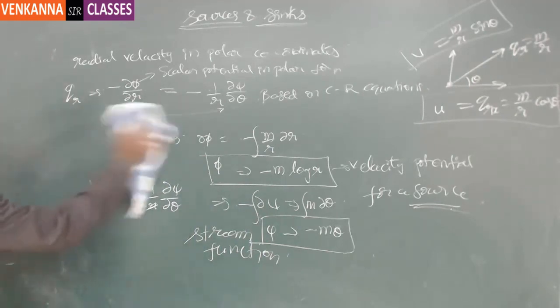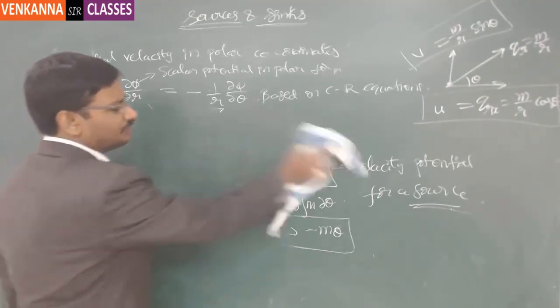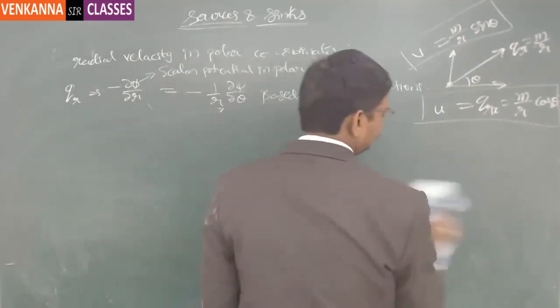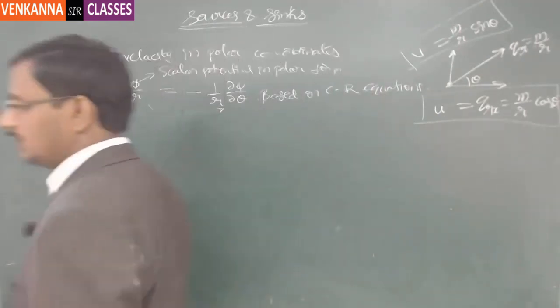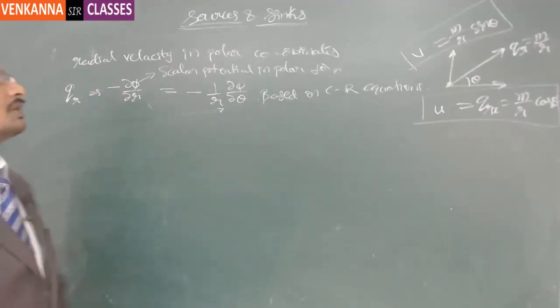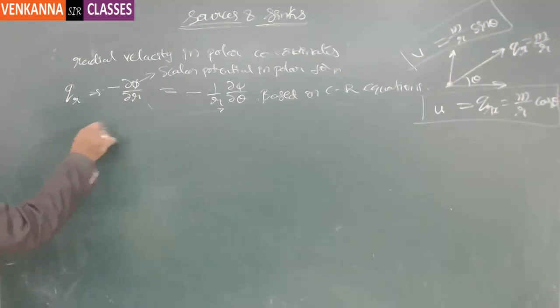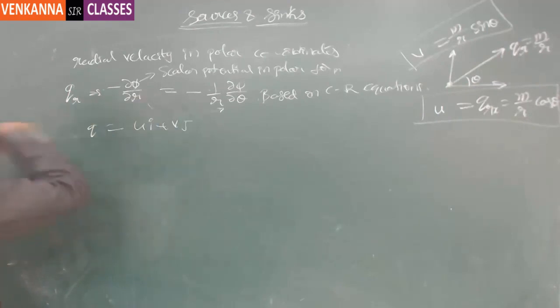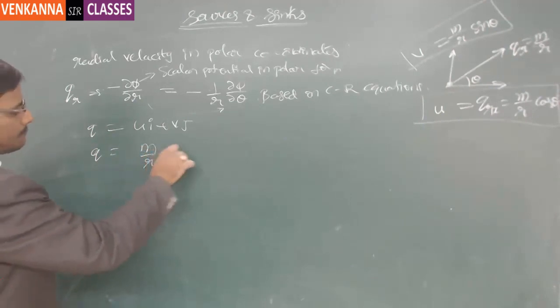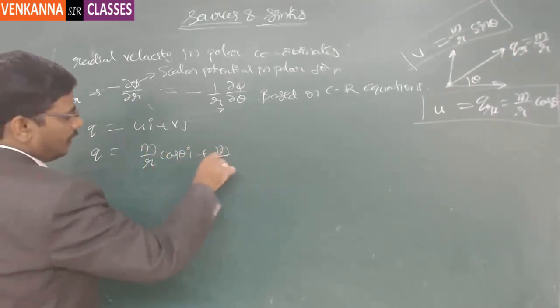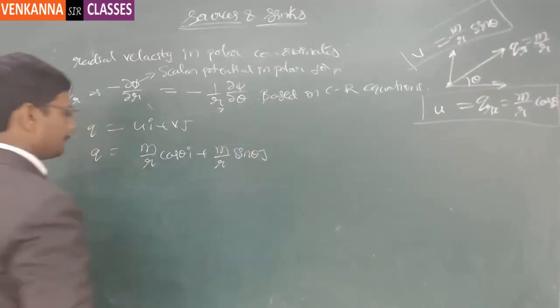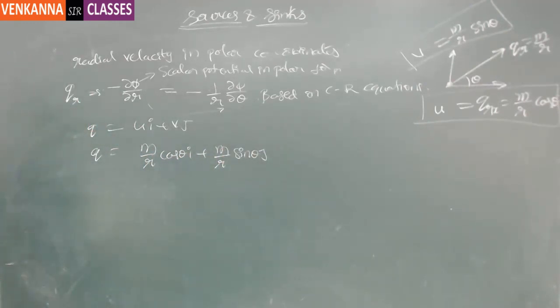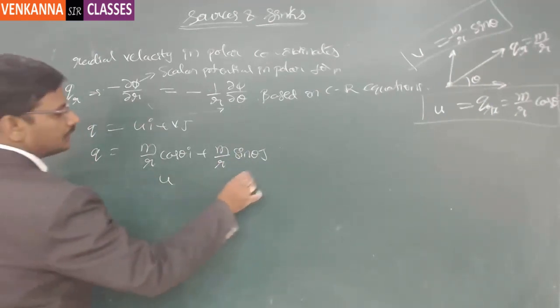Done. Now we are going to find out the complex potential. So this is in polar form. The same thing we can even write in the Cartesian form. So in the Cartesian form, q can be written as u i plus v j. Now q is nothing but m by r cos theta into i plus m by r sin theta into j. So this is u and this is v.